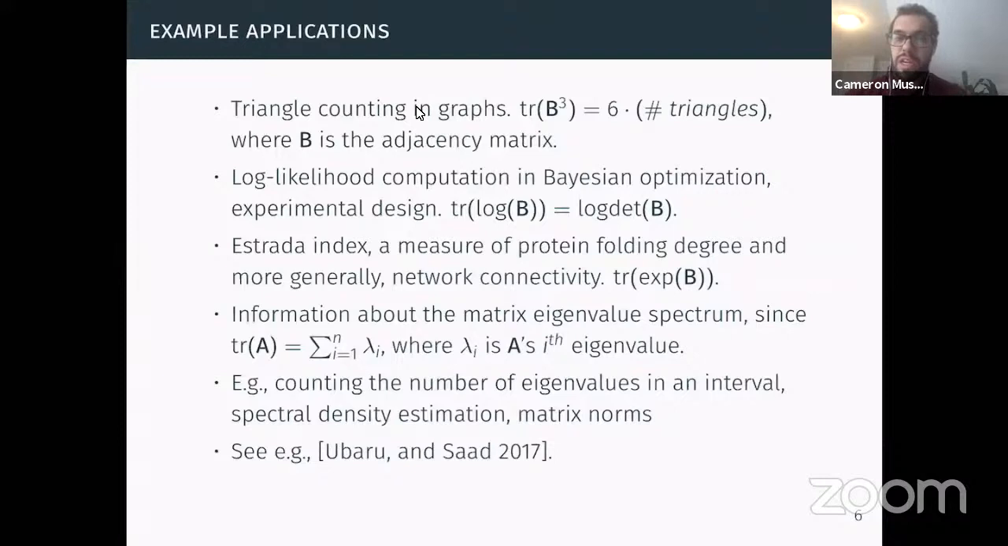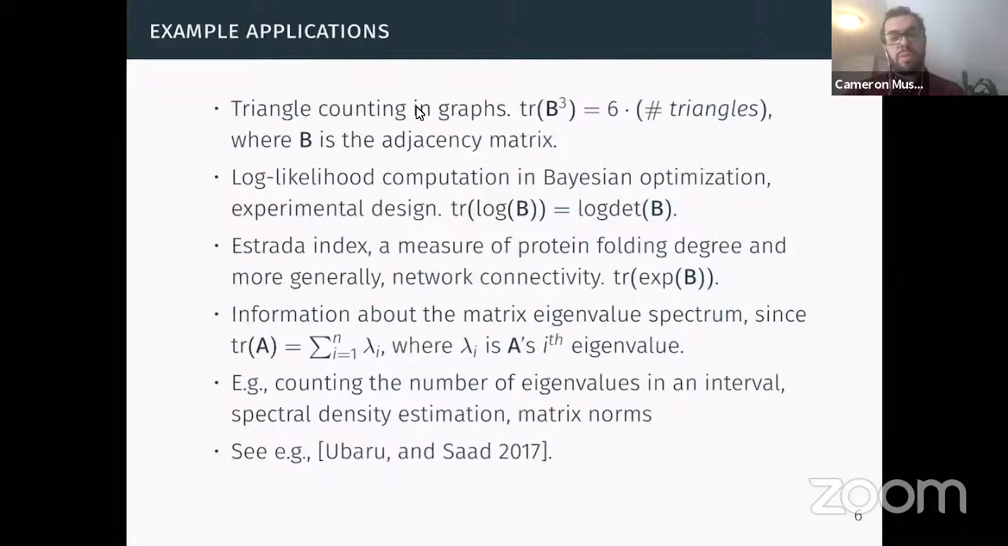The Estrada index, which is a measure of protein folding degree, or more recently, generally network connectivity, is the trace of the exponential of a matrix. And in general, information about the matrix eigenvalue spectrum can often be obtained by looking at the trace of different functions of B, because the trace of the matrix is the sum of its eigenvalues. As I apply different eigenvalue transformations to B, I probe the spectrum of B and I can learn about this spectrum. This has been used a lot recently for things like counting the number of eigenvalues in an interval, doing spectral density estimation or estimating density of states for eigenvalues, approximating matrix norms. There's all sorts of applications where you're trying to probe and get some sense of what the spectrum looks like. And you basically do this by computing or approximating the trace of various functions of a matrix.